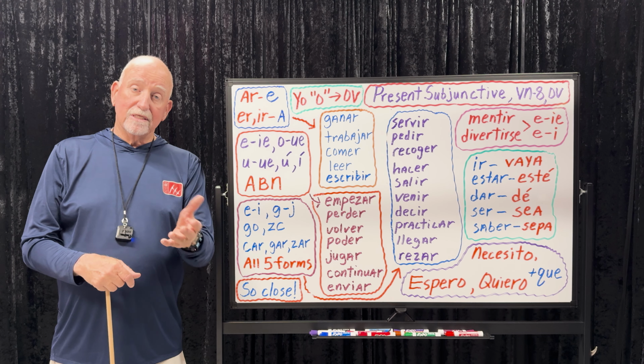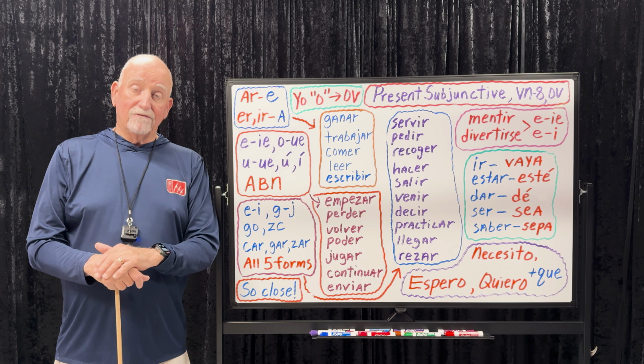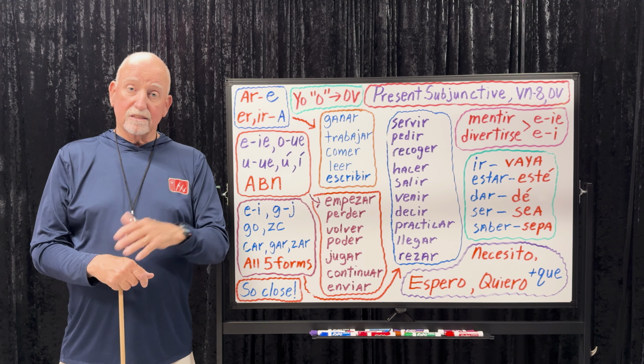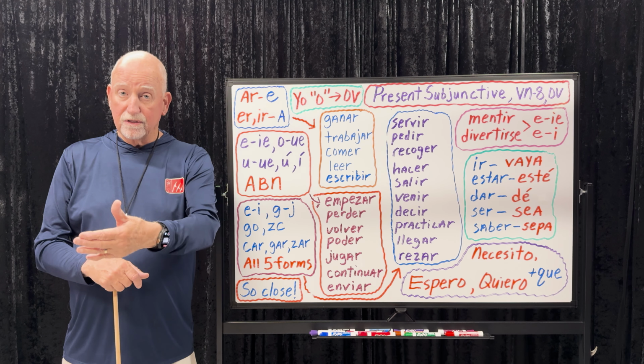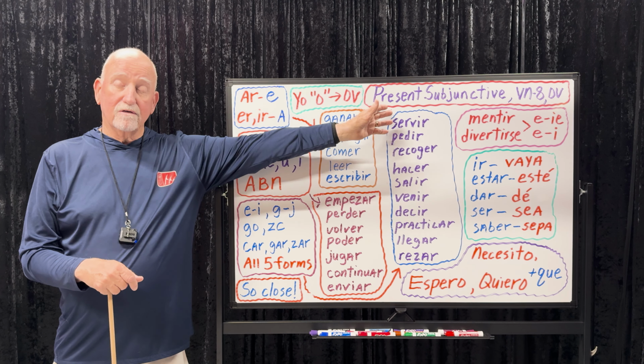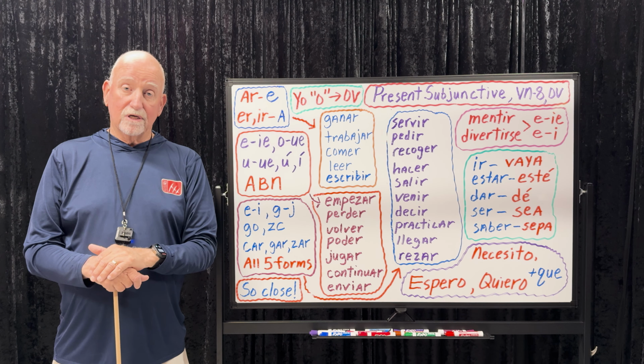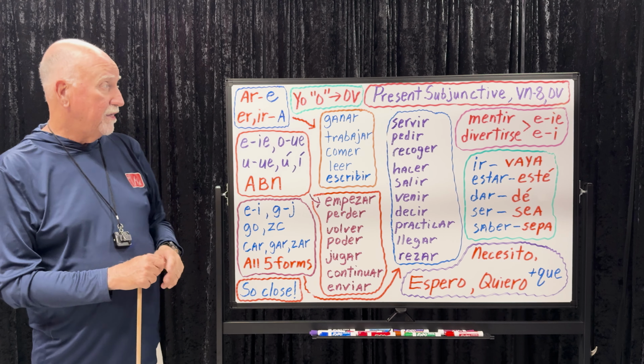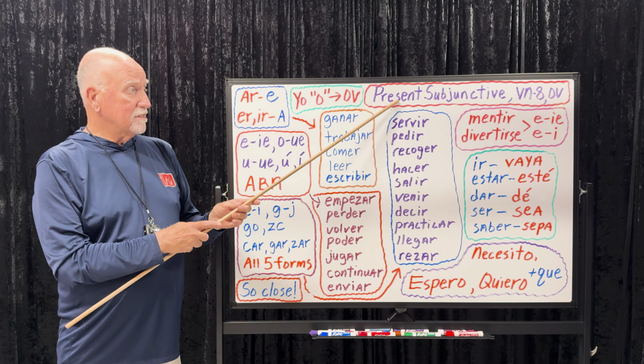Number 3 is the present tense. 4 is the preterite. 5 is the past imperfect. 6 is the future. 7 is the conditional. 8 is the present subjunctive. And 9 is the past subjunctive. Okay, so here we are. How do we form the present subjunctive?